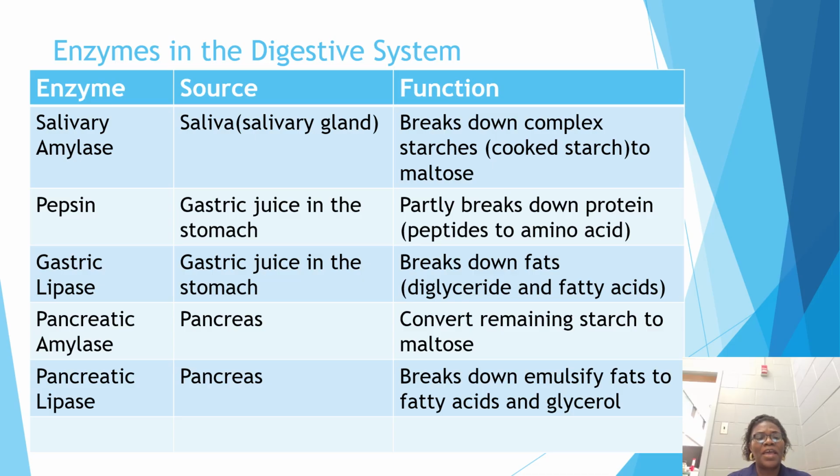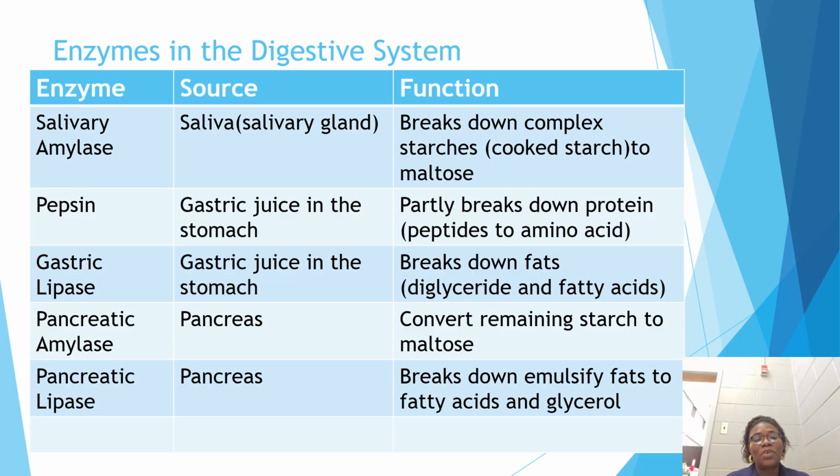The first one that I have here is salivary amylase. Salivary amylase is secreted by the salivary gland and is found in the saliva. It helps to break down cooked starch, that is, starch that has been cooked, converting it to maltose. Then the next one is pepsin. Pepsin is found in the gastric juice, which is secreted in the stomach, and it helps in the breaking down of protein to peptides and amino acids.